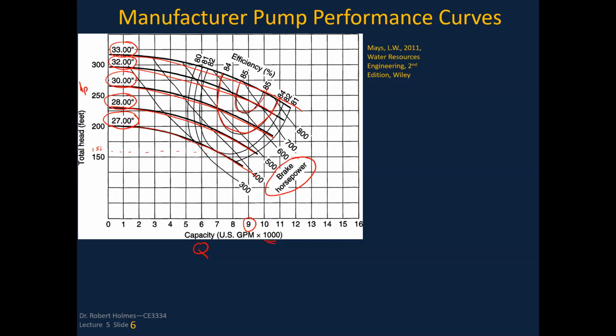And then the last thing to mention on this particular graph is the brake horsepower. So back to this example of operating at 7,000 gallons per minute, 158 feet of head or so, I'm going to estimate that brake horsepower somewhere between 300 and 400 horse would be what would be required to get from the utility to run that pump.